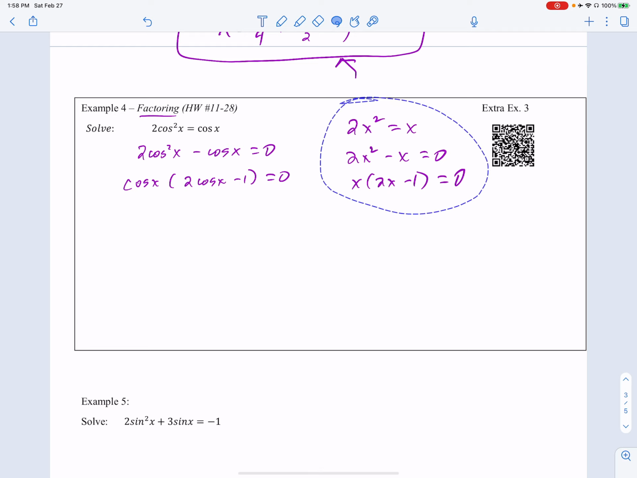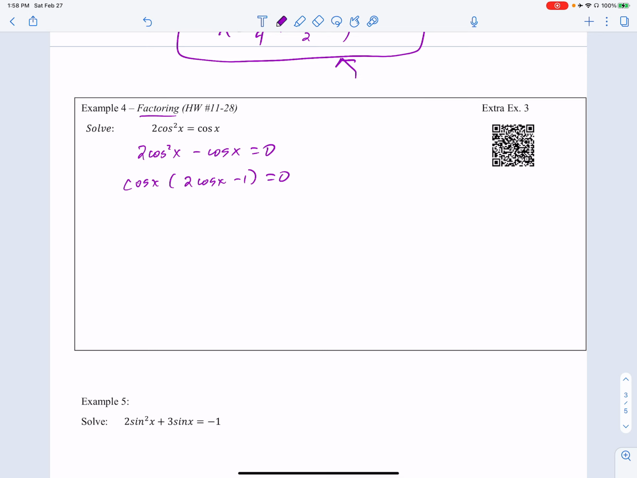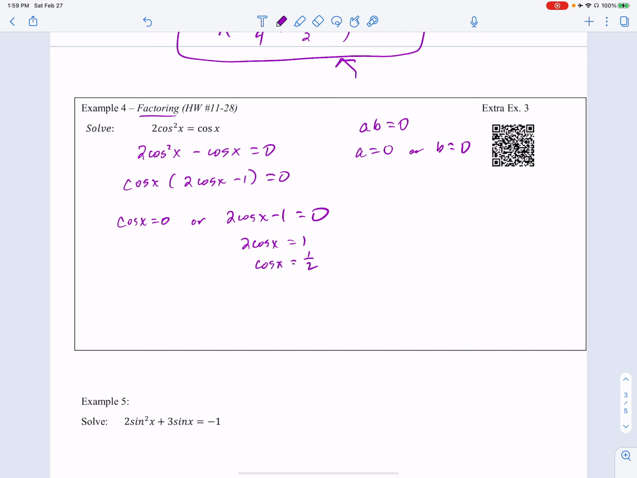So with that, we are going to continue. We have a zero product principle. If I have two things multiplying to be 0, either A is 0 or B has to be 0 for that to be true. So we're going to do the same thing here. Either cosine x has to be 0 or 2 cosine x minus 1 has to be 0. And the second one you need to keep solving. Add 1 to the other side, isolate that trig function, and we want to know where cosine of x is 1/2.